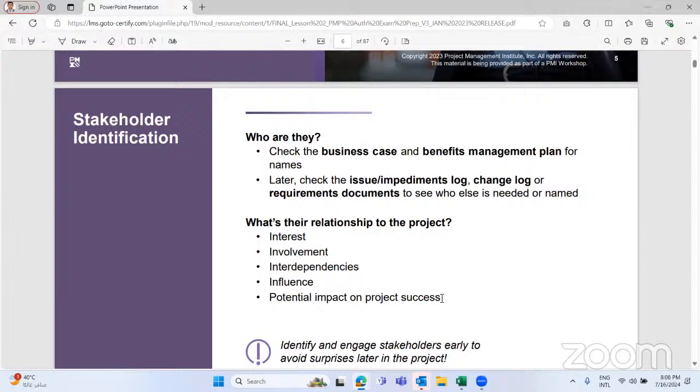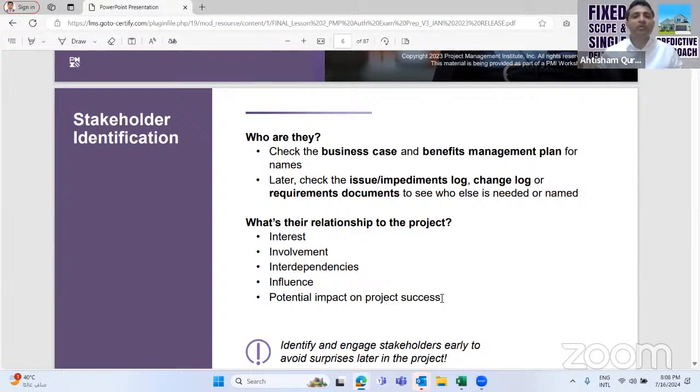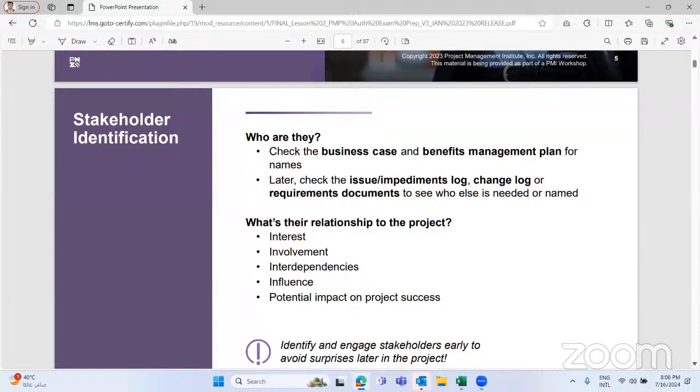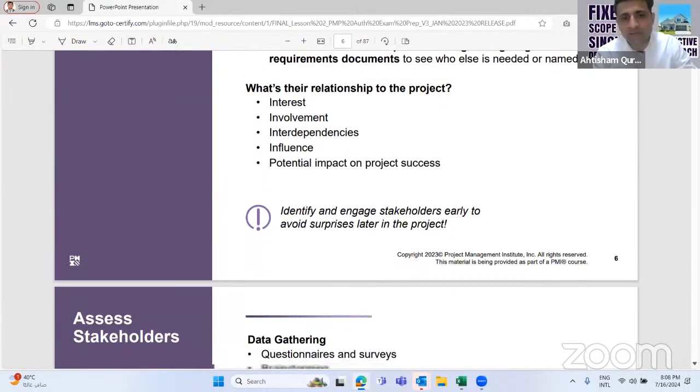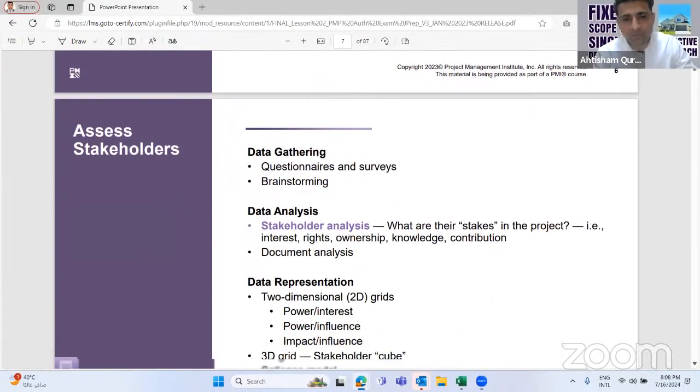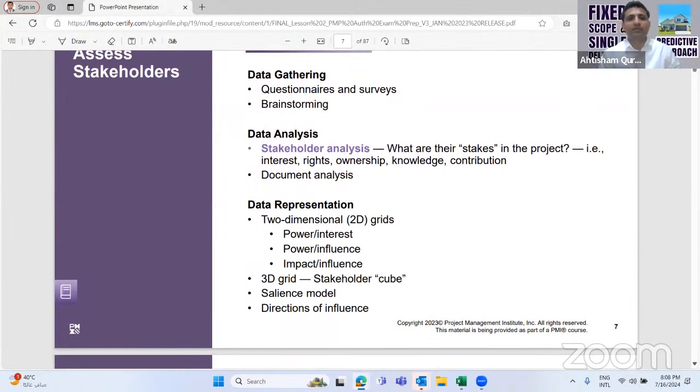Makes sense. The more influential the stakeholders are, and the more involvement they have in your project, active involvement and leading involvement, with the power comes the influence. Make sense? Yes, sir. So then they will be impacting our project positively or negatively.